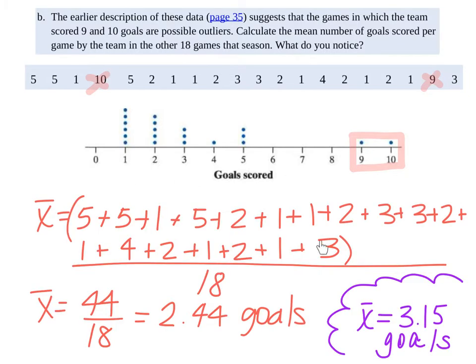I add up all of those 18 values, excluding 9 and 10, and I get 44, and I'm going to divide it by 18, because remember, we removed those 2 games, and that's about 2.44 goals on average per game if we exclude those outliers. In comparison, if we include the outliers, we get about 0.71 more goals on average. So those 2 outliers increase the average.